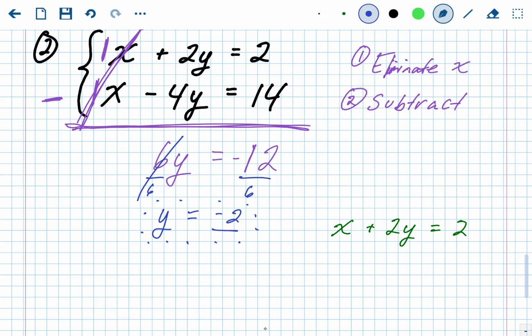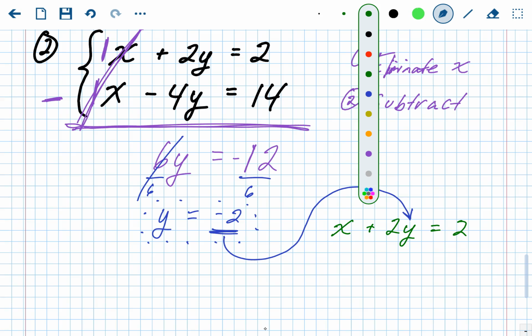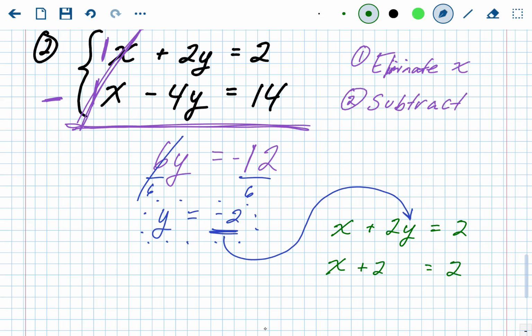Okay. Well, y is part of the equation, but I know what y is. y is negative 2. So I'm going to go ahead and substitute. Instead of writing y, I'm going to write negative 2. Okay, because that's what y is. Alright, so you rewrite the problem. x plus 2y equals 2. But instead of y, we're substituting in the value of y, which is negative 2. So x plus 2 times negative 2 equals 2.